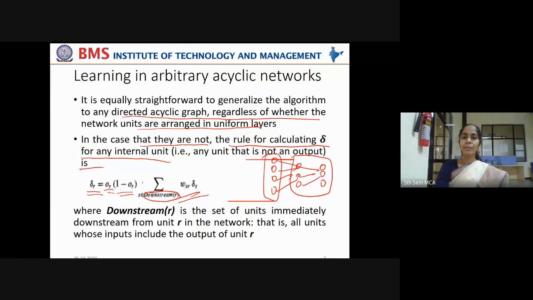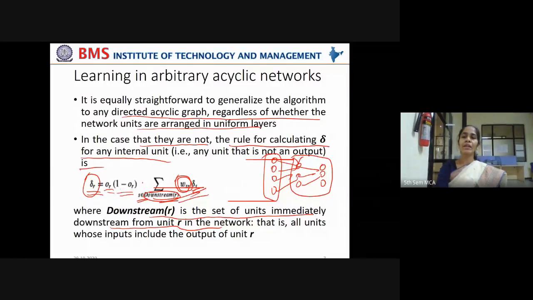multiplied by the sum of all the weights of a particular layer occurring downstream of this R, occurring later to this unit R. Take all those weights of that particular layer with respect to the unit R, and that layer's prediction error. This is how you need to calculate the prediction error at a particular unit R, where downstream R is the set of units immediately downstream from unit R.